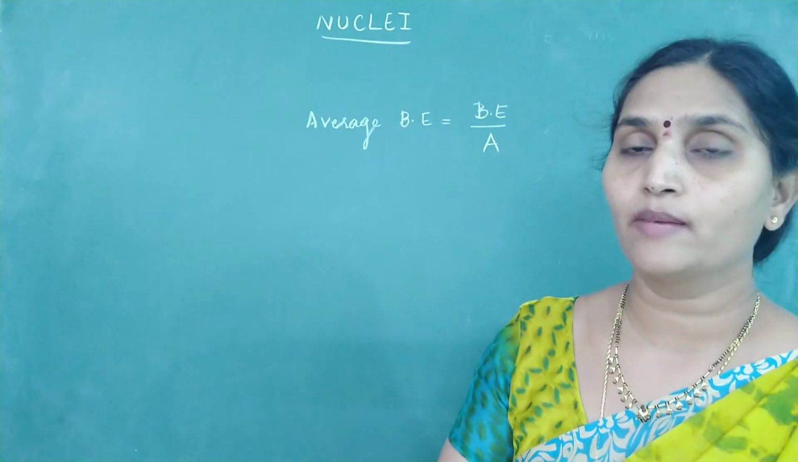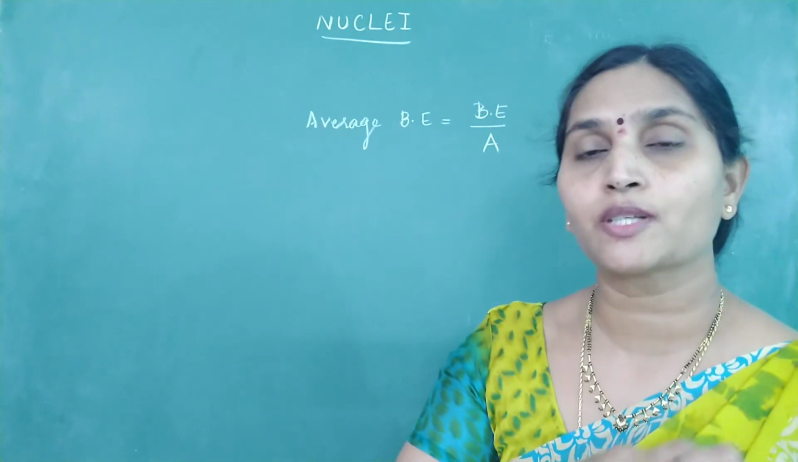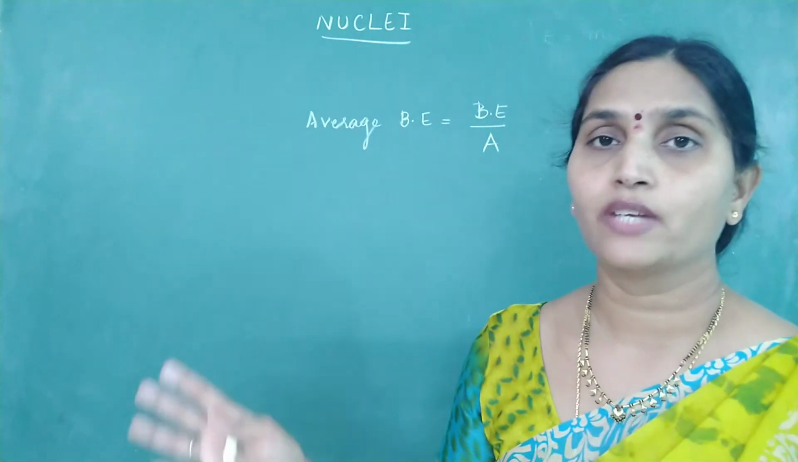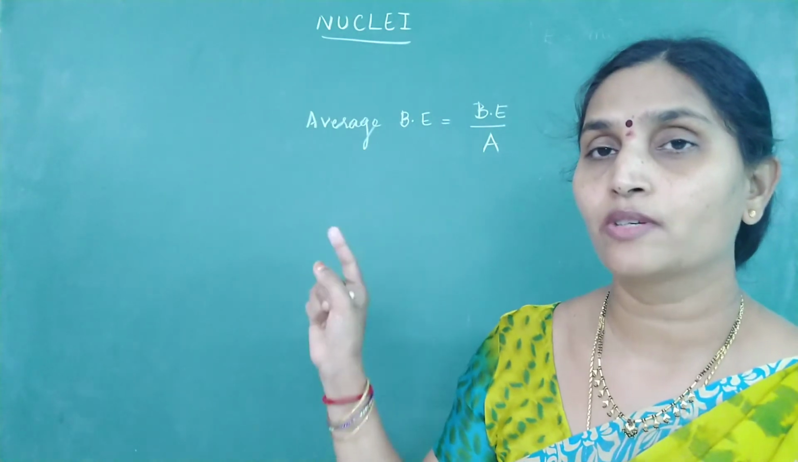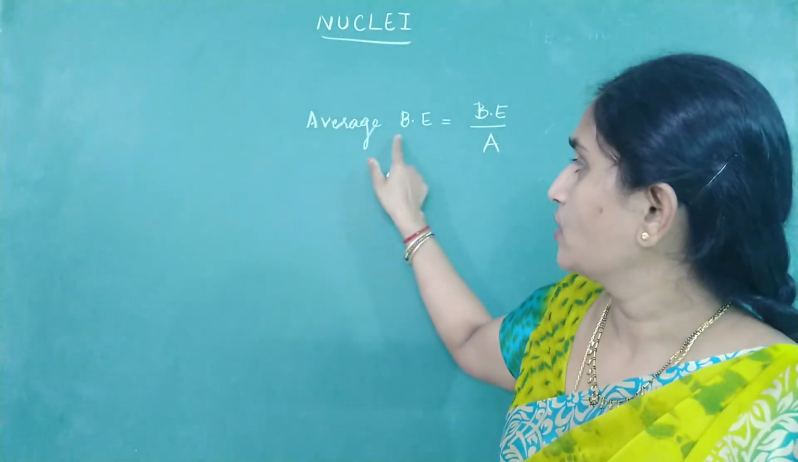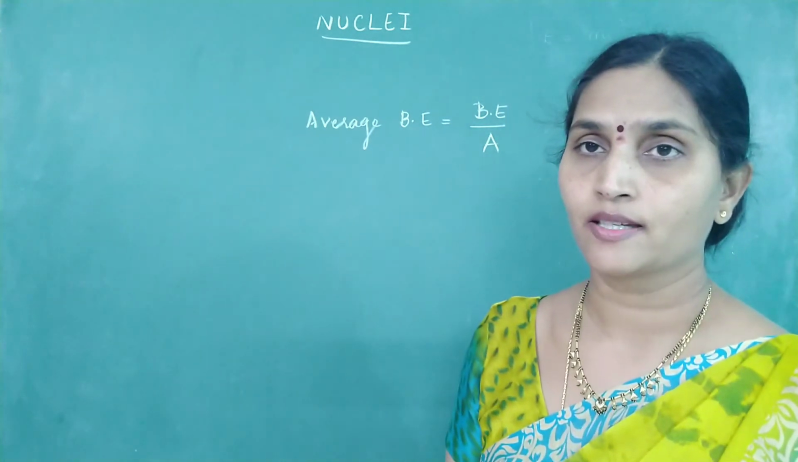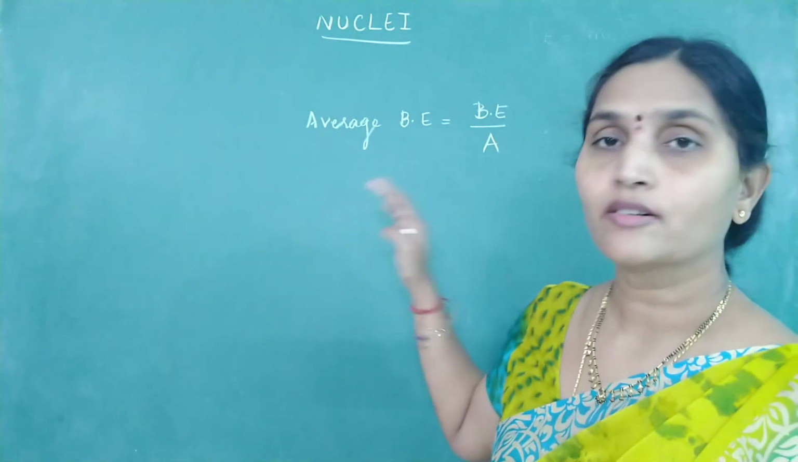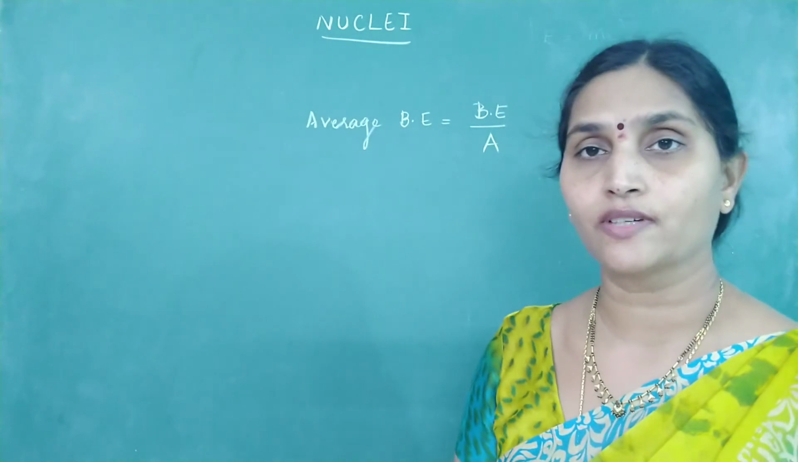See, previously total binding energy was the energy required to separate all the nucleons to infinity. Whereas if you want to remove one nucleon, the amount of energy associated is nothing but called average binding energy. As I told you, it's important for understanding the stability of the nucleus.